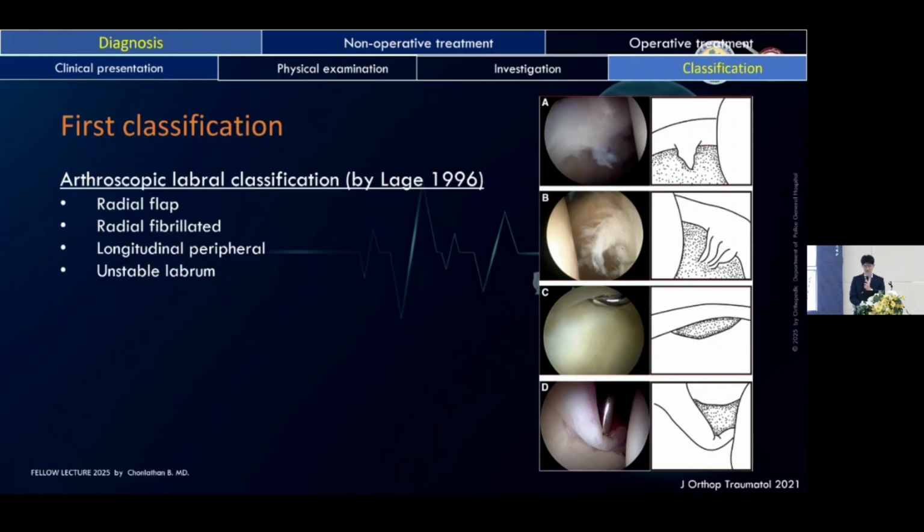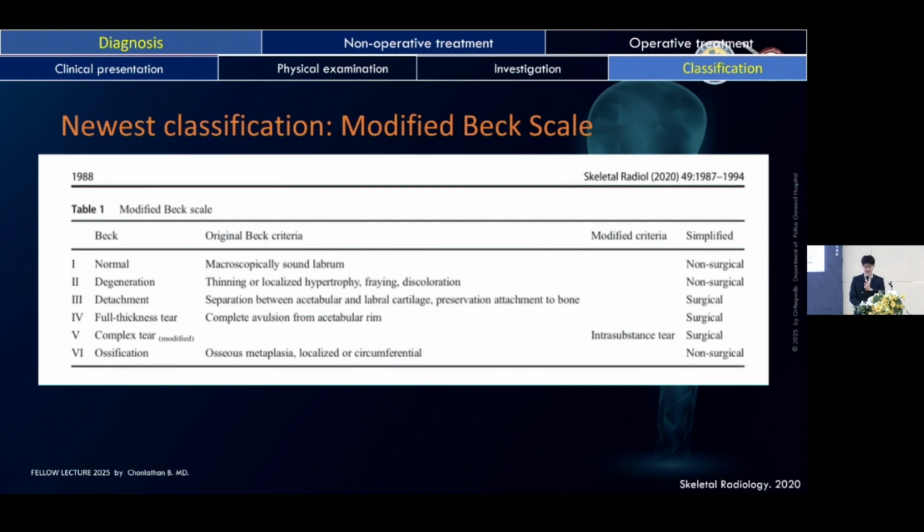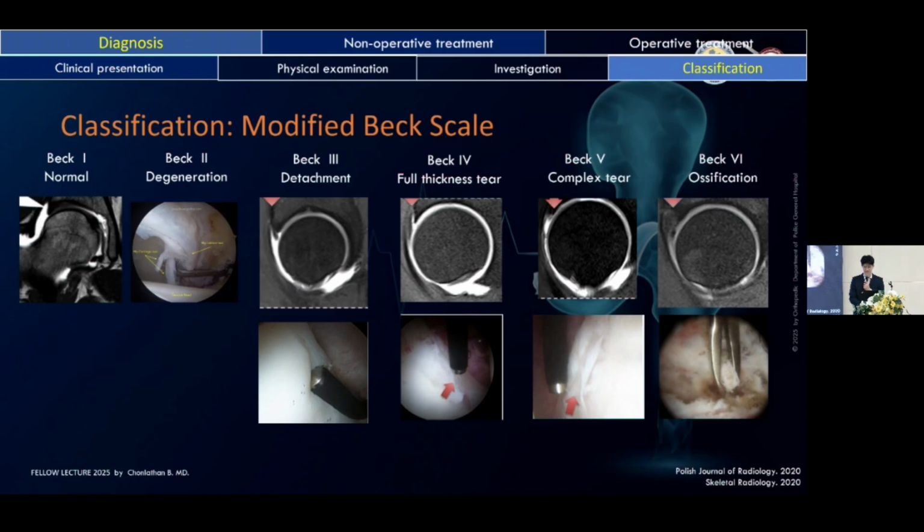Hip labral tear was first described by Lage in 1996 in terms of morphology of the lesion, but nowadays we use the modified Beck scale to classify hip labral tears into 6 categories based on MRI arthrogram, as shown in the table, which can determine the labral tissue quality and guide the treatment.